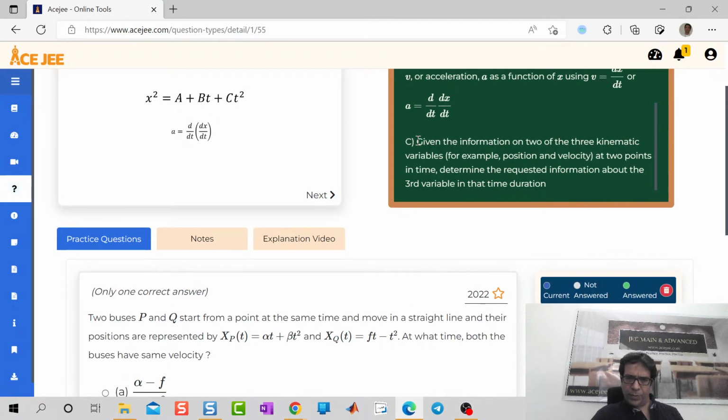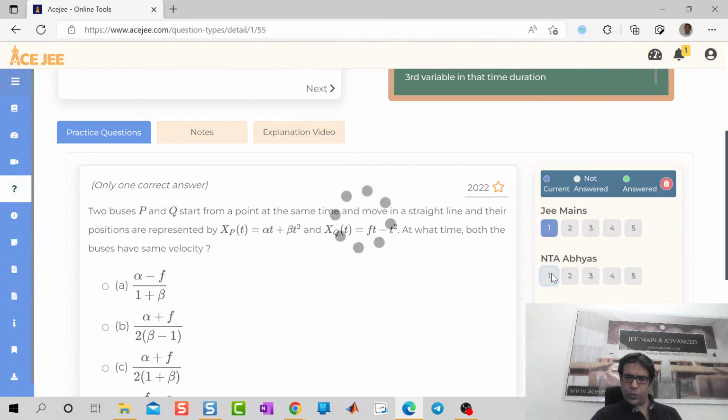Let me read through number C here. What does it say? Given the information on two of the three kinematic variables at two points in time, determine the requested information about the third variable in that time duration. Okay, so that would be a further slight variation. But anyway, let's carry on with one of the anti-abhyas questions.